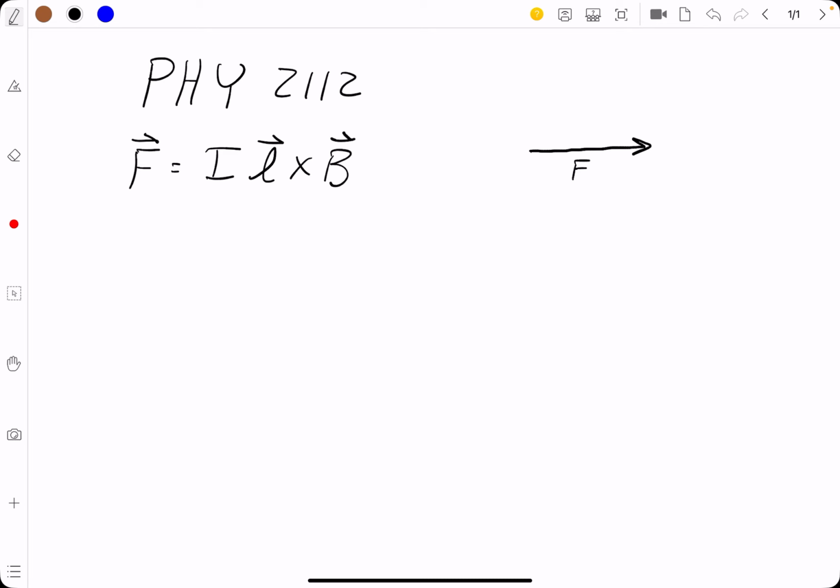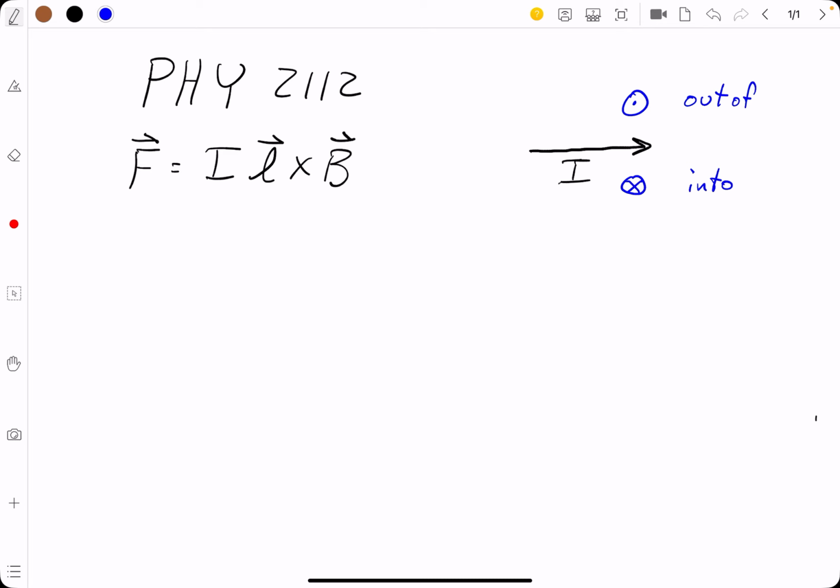We have a current I, and it's going in that direction. We use the right-hand rule to figure out what the B field is doing: you put your thumb along the current, and then your fingers point in the direction of the B field. So into the page and out of the page. Okay, so just put your thumb along I and you can see that. All right.